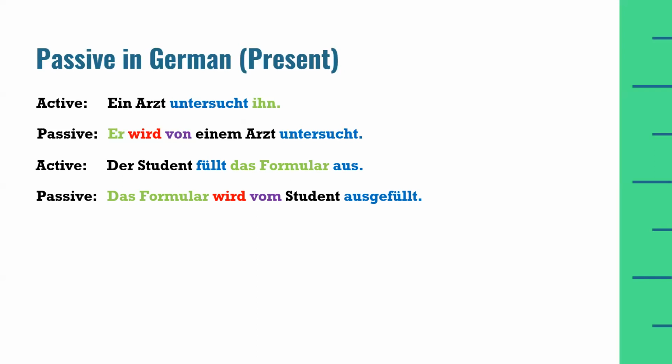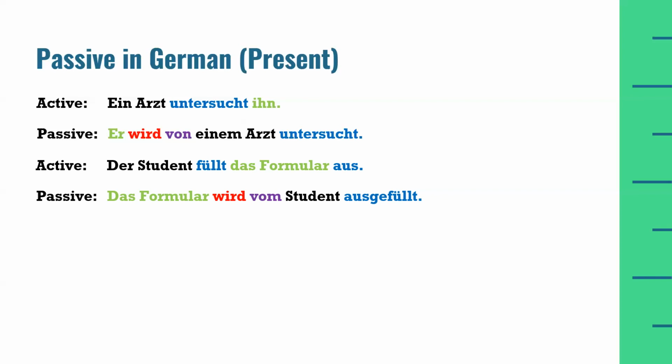Therefore, you don't see any difference, but we have to see that in the active sentence, das Formular is being filled. Therefore, it is the object of the sentence, and for the object we have to take the definite article from the accusative case. In the passive sentence, das Formular is used as the subject, so we have to take the definite article from the nominative case. Then at second position we will use the werden verb and conjugate it according to the subject das Formular, so werden becomes wird.